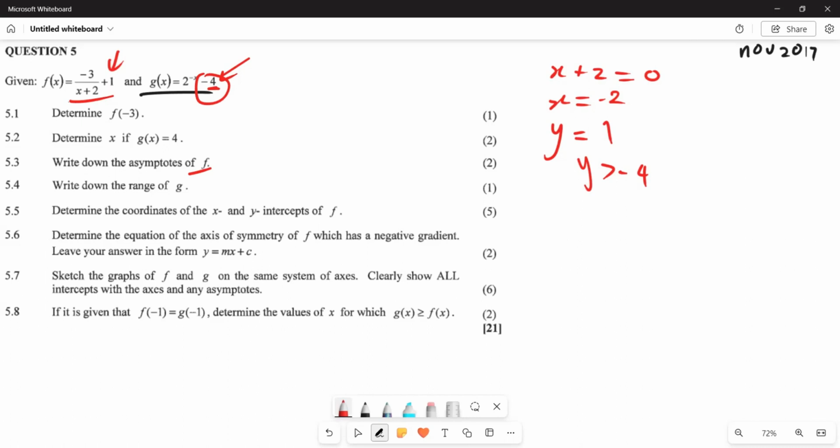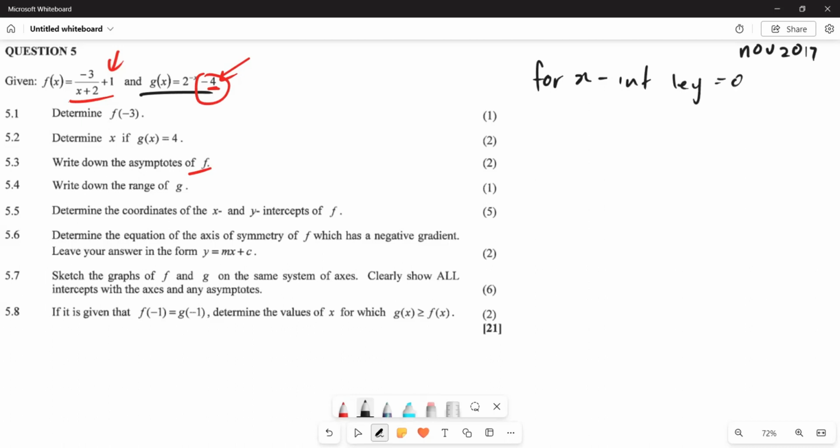For x-intercept, you let y be equal to 0. Similarly, for y-intercept, you let x be equal to 0, right? So let's make up our space here so that we can write all these things. So for x-intercept, you let y be equal to 0. We are going to start with that.